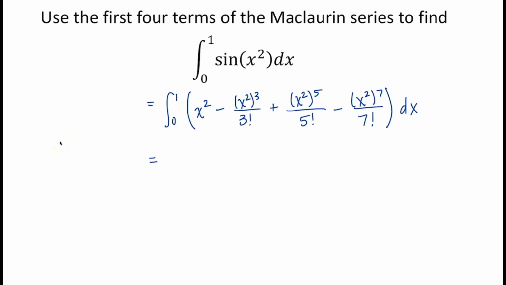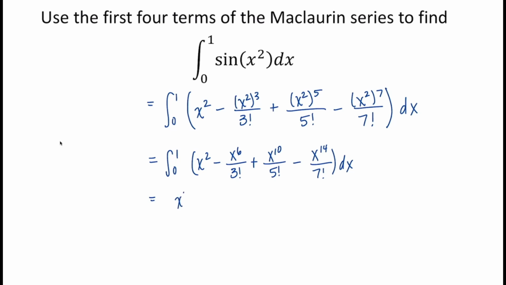So let's see. Let's simplify the exponents first. So we have x squared minus x to the 6th over 3 factorial plus x to the 10th over 5 factorial minus x to the 14th over 7 factorial dx. So now let's take the antiderivative of each term, x cubed over 3 minus x to the 7th over 7 times 3 factorial. I am not even going to bother multiplying the denominators. Plus x to the 11th over 11 times 5 factorial minus x to the 15th over 15 times 7 factorial, evaluated from 0 to 1.